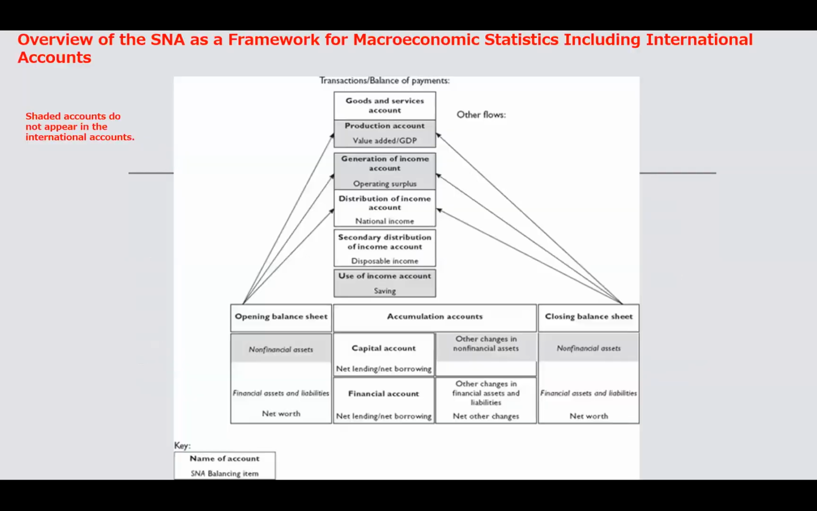Previous slide, please. So we say here shaded accounts do not appear in the international accounts, such as the production account, generation of income account, and use of income account. So what would be the reason? What is the reason why shaded accounts do not appear in the international accounts? They are in the SNA, but they are not in the international accounts. What would be the reason?